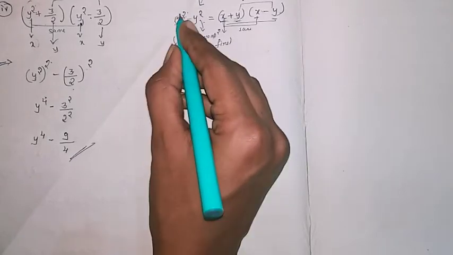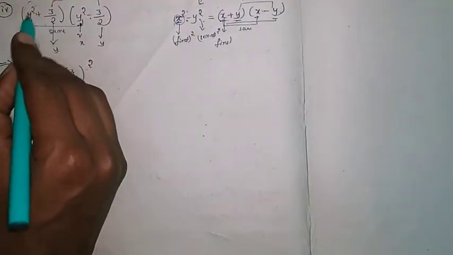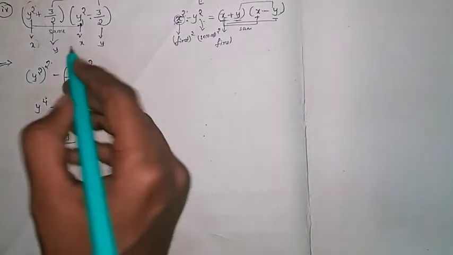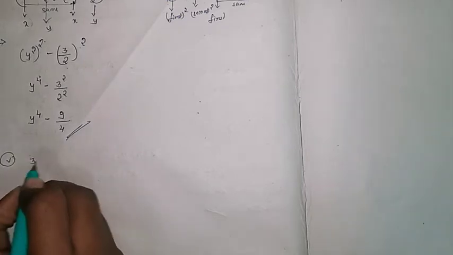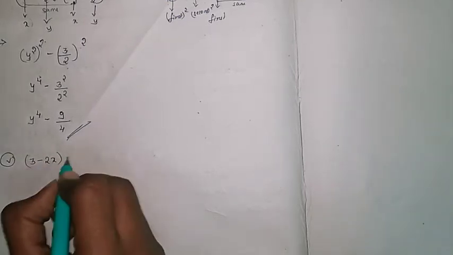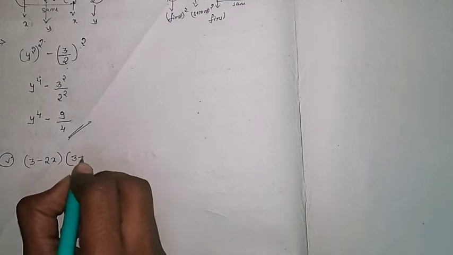Just remember, don't get confused with the terms. So x square, the x value here is y square. So y square you have to do, and 3 by 2, that whole square you have to do. And the fifth problem is 3 minus 2x in bracket, multiplied by 3 plus 2x.